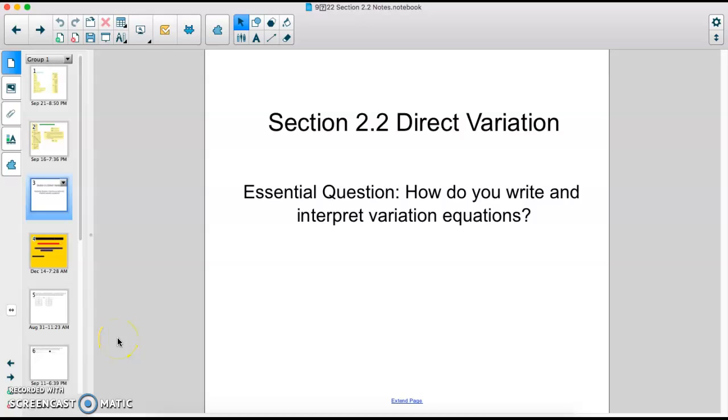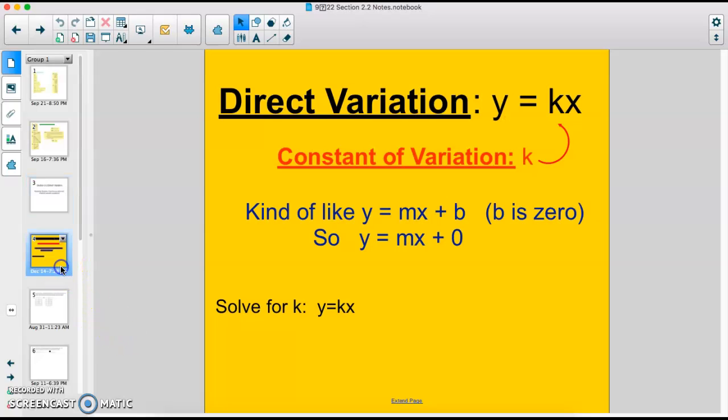Alright, welcome to 2.2, direct variation. Our essential question: how do you write and interpret variation equations? So direct variation is y equals kx, and k is a constant, okay, so it's just a number.